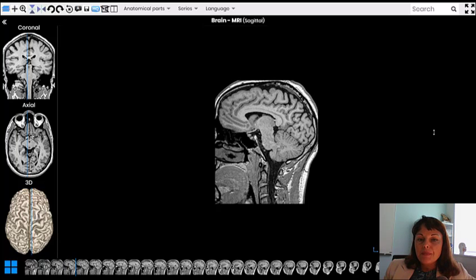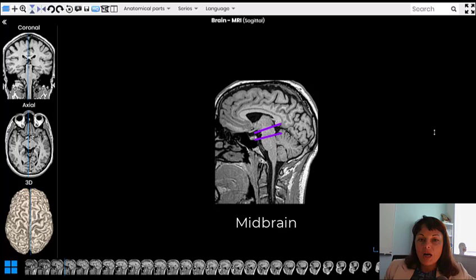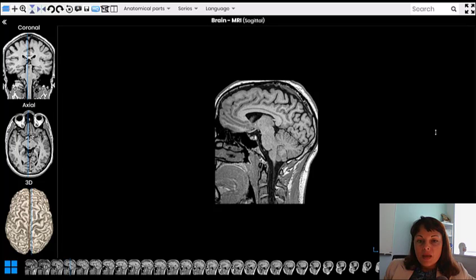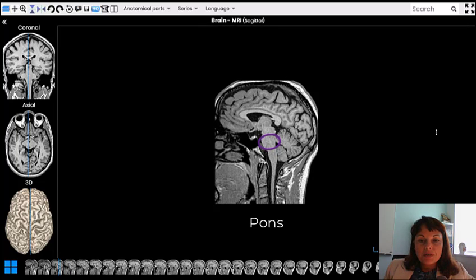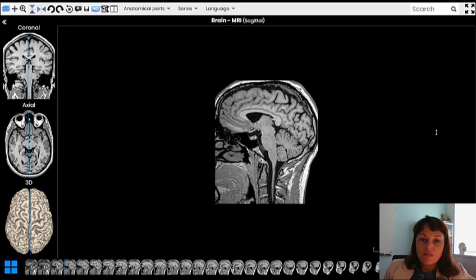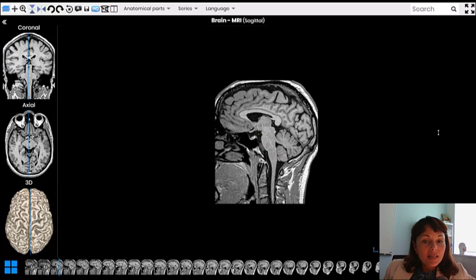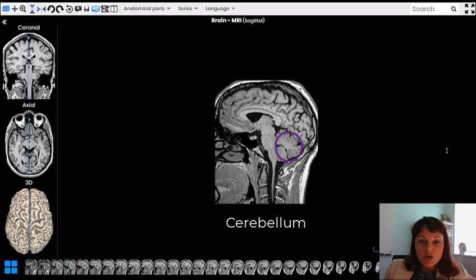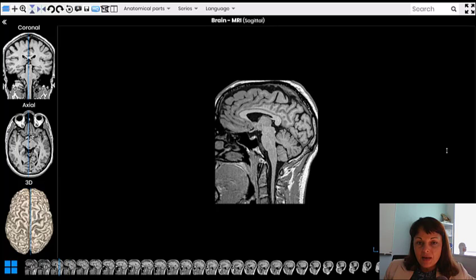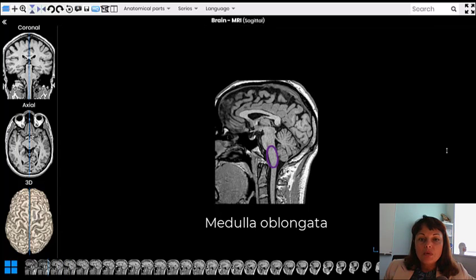Below here you can see the midbrain. The midbrain is this narrow part between the pons below and the thalamic eminence above. The pons is made of transversely directed fibers, and it connects the right cerebellar hemisphere with the left cerebellar hemisphere. The cerebellum itself is on the back here, this structure. Well, below the pons we have the medulla oblongata, and as soon as the medulla oblongata passes through the foramen magnum, which is right here, it becomes the spinal cord.